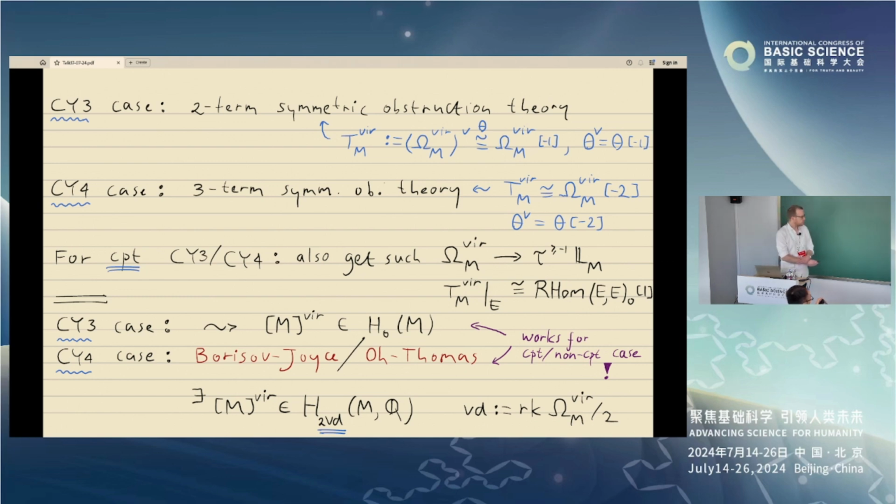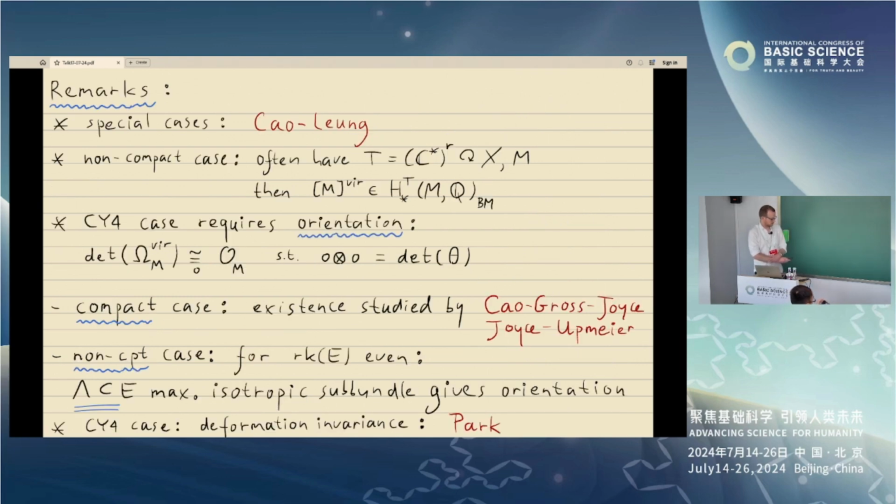So let me make a few comments about this class. This class was produced in special cases by Cao and Leung. Let me also say, it works in the compact and non-compact case. And in the non-compact case, you often have some more structure. You often have a torus action T on X lifting to the moduli space, and you'll get a class in T-equivariant Borel-Moore homology. We'll come back to this later in examples.